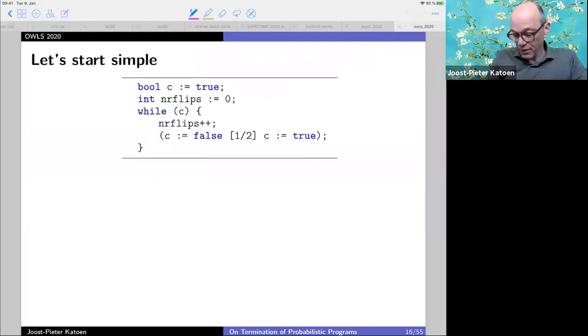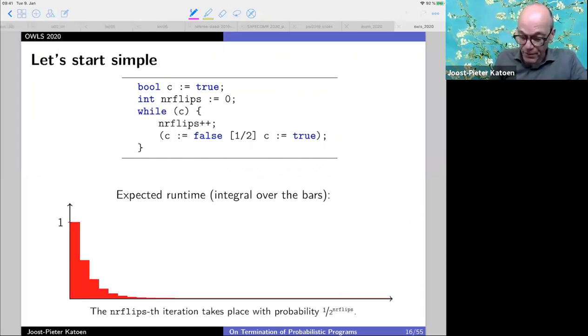So let's first start easy, and this is similar to the programs that we have seen before. We have a Boolean variable C that controls the termination of the loop, but rather than my example before, now we flip a fair coin in every iteration. For the rest, we have a counter that counts the number of coin flips, or equally well, the number of iterations. Now, if we look carefully at this program, the expected runtime of this program is exponentially decaying, right? Because the number of iterations is exponentially decaying because of this coin flip.